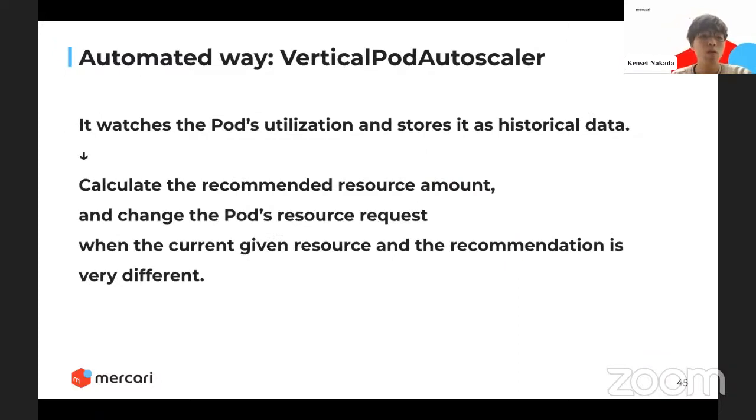So its automated way is the vertical pod autoscaler. It watches the pod's resource utilization changes and stores them as historical data. And from that historical data, it can calculate the ideal resource amount on each container and change the resource request on each container.